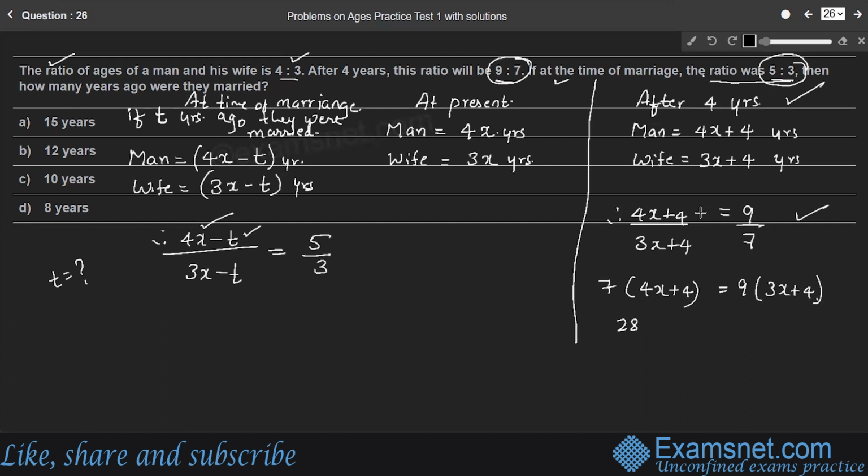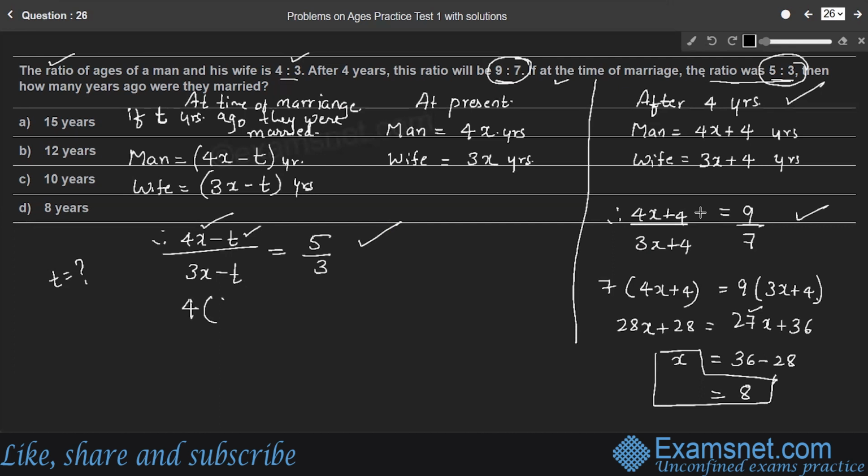Simplify it. 28x plus 28 is equal to 27x plus 36. So 28x minus 27x becomes x is equal to 36 minus 28, which is equal to 8. Here value of x is 8. Substituting the value of x here, at the time of marriage, the ratio was (4 into 8 minus t) divided by (3 into 8 minus t) is equal to 5/3.